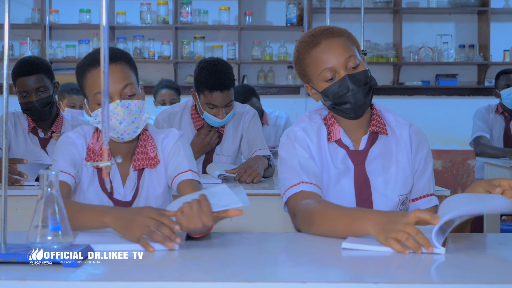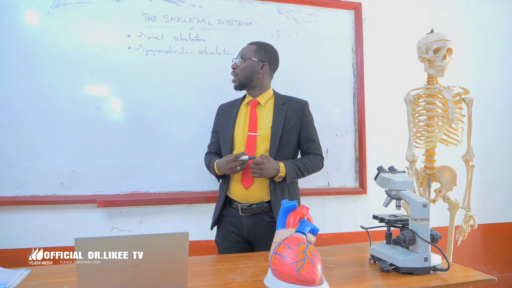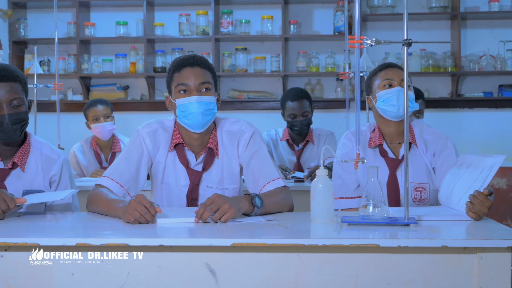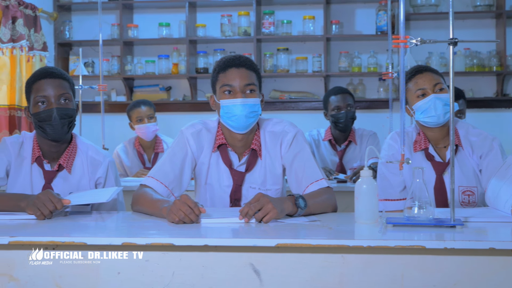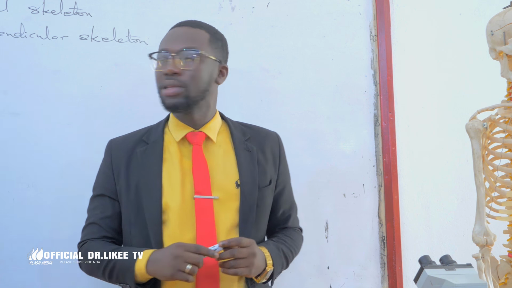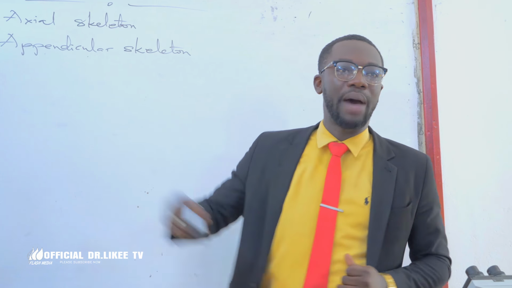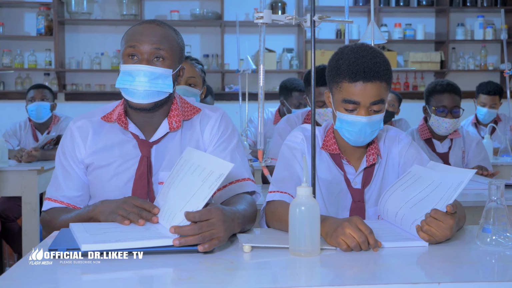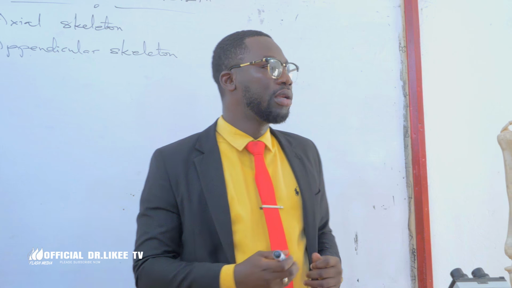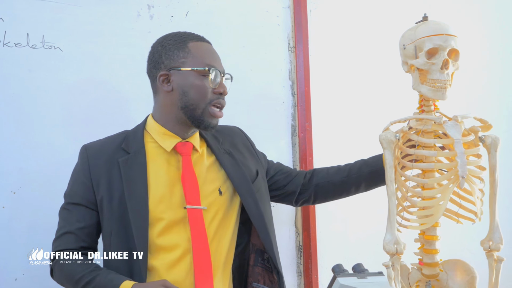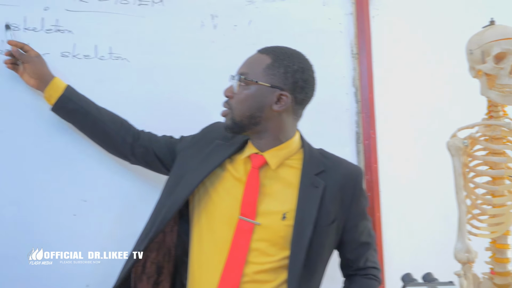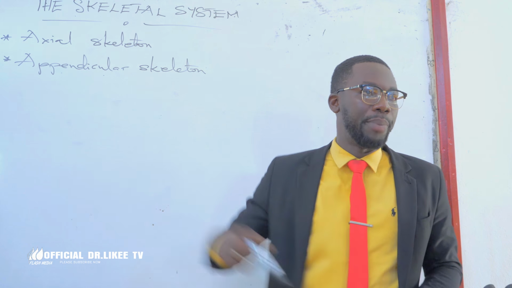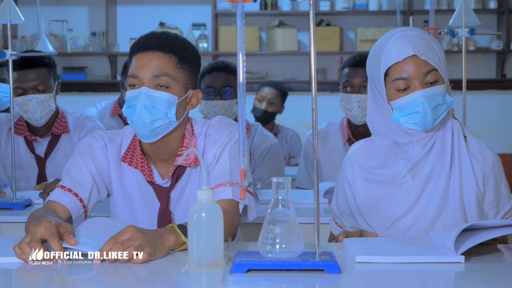Alright, so let's open to page 16 and look at the skeletal system. Page 16. Now, the skeletal system has two main parts: the axial skeleton and the appendicular skeleton. We are going to take these parts one after the other and determine which part of the skeletal system falls under the axial or the appendicular. Are we okay? Yes.